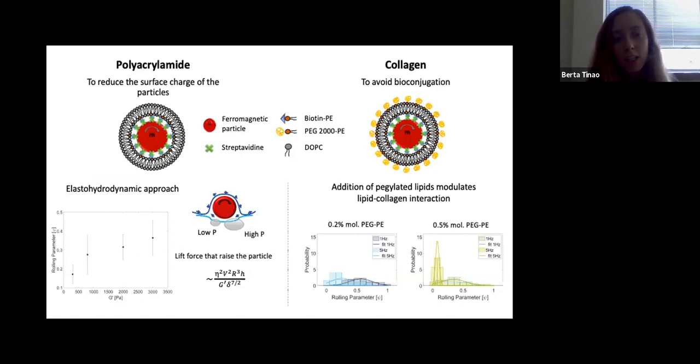So we added the pegylated lipids. And as we could see from the results, by varying the amount of pegylated lipids, we can modulate this interaction with the collagen fibers as well. So thank you very much. Sorry for the throwbacks, and I'll be glad to answer any question.